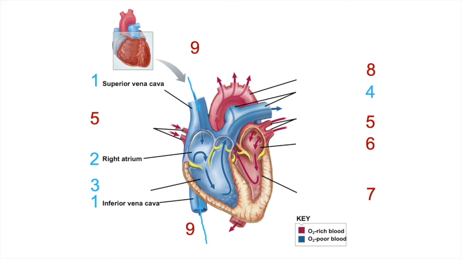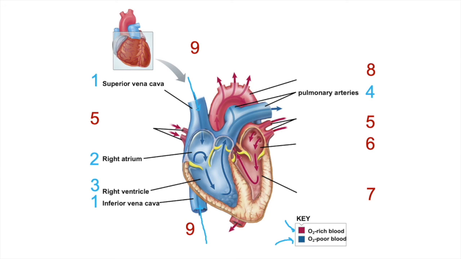So notice the structures here shown in dark blue. That's representing oxygen poor blood. And then our red will be oxygen rich blood. So here we're talking about deoxygenated blood. So that right atrium, that deoxygenated blood, is going to move via that right AV valve into the right ventricle. Then it's going to be pumped, passing through that pulmonary semilunar valve up to the pulmonary arteries.